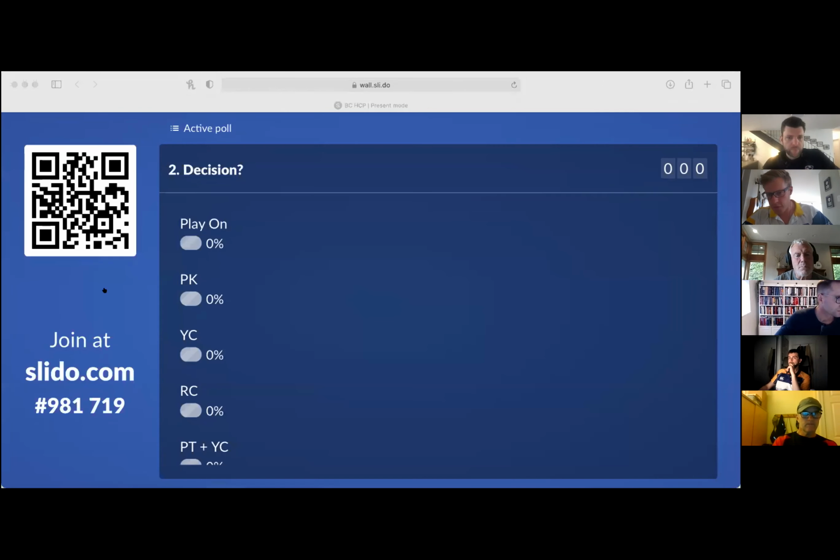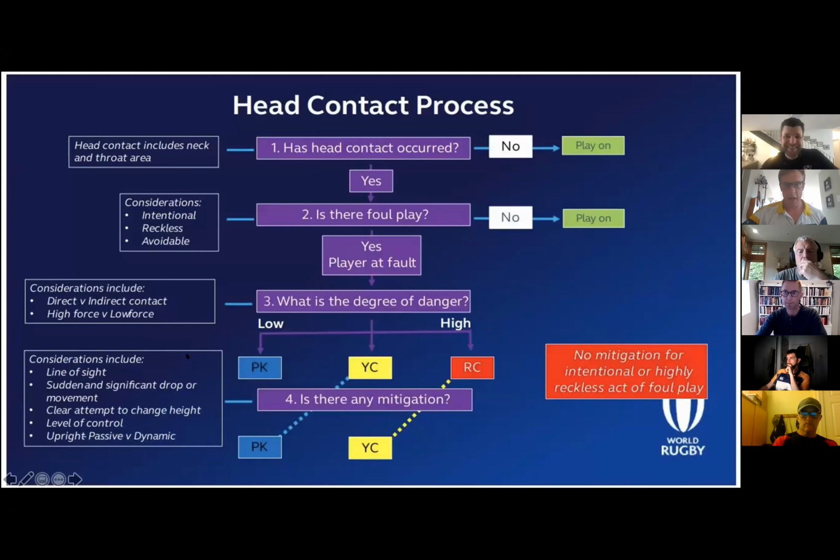Jamie, actually, a good question coming in. Are you able to put up the simplified head contact process graphic on the screen as folks watch the clip? That might be helpful for some folks who are not familiar with the head contact process yet. Sure. Bear in mind, we haven't had a contact game of rugby in the province since the head contact process came out. Sure. Is it up on screen now? 100%. Thank you.